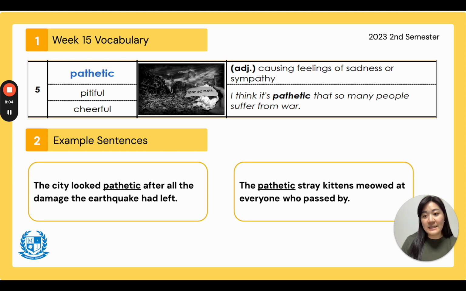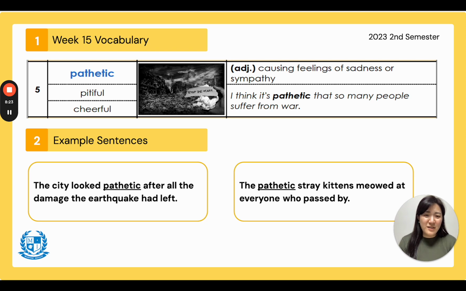Or we can say, example sentence 1, the city looked pathetic after all the damage the earthquake had left. So here, the earthquake passed by and it had a lot of damage to the city. So it looked pathetic. It brought up feelings of sadness and sympathy.